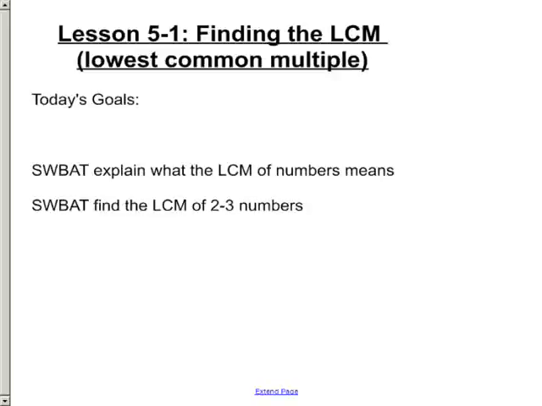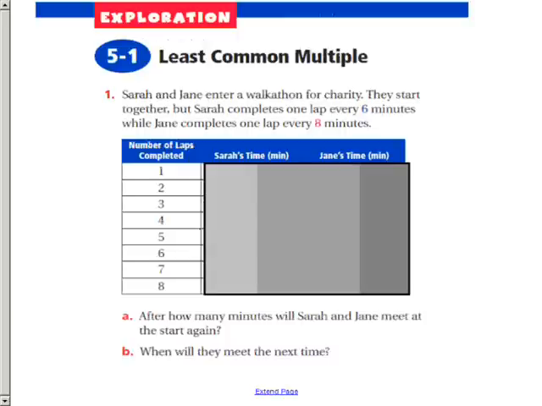All right, so this is the first lesson in Chapter 5, which is working with fraction operations. Lesson 5-1 is finding the lowest common multiple. You'll see that this has some similarities to greatest common factor, but is actually kind of the opposite. So today's goals: students will be able to explain what the lowest common multiple of a number means, and students will be able to find the lowest common multiple of 2 or 3 numbers.